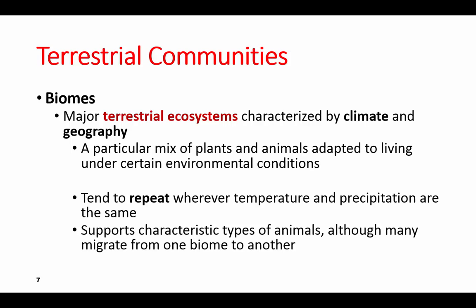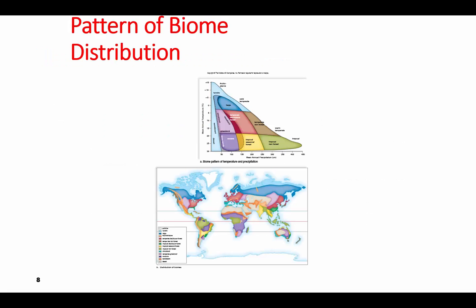A biome is characterized by a climate and geography. You've got this mix of plants and animals that are adapted to living in a biome under certain environmental conditions. So the biome's going to repeat itself all over the Earth wherever the temperature and the precipitation are the same. A biome supports characteristic types of animals. However, you will see some migration from one biome to another.